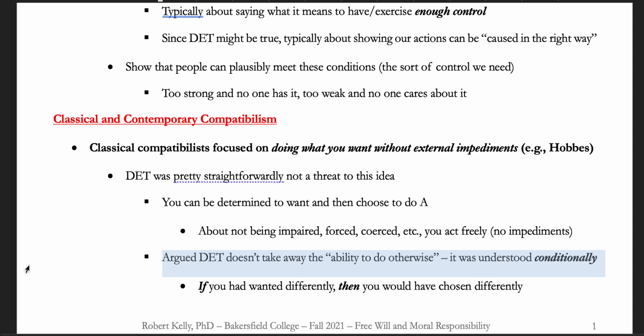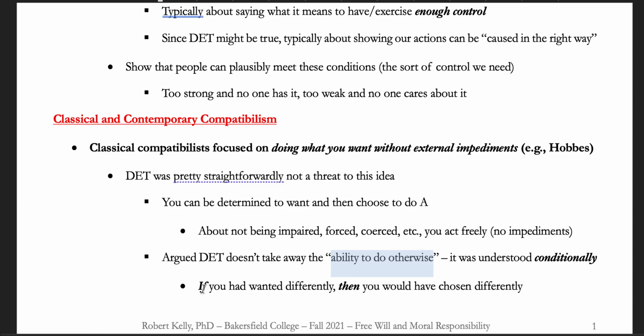So if you remember, this was called the conditional analysis, because what they said was, in order for it to be true that you could have done otherwise... So let's say I make myself some coffee and I drink coffee this morning. Well, could I have not made coffee? Well, the conditional analysis of ability to do otherwise, the classical compatibilists are going to say, yeah, you could have not drunk coffee, even though it might have been determined in the actual world that you were going to drink coffee this morning.